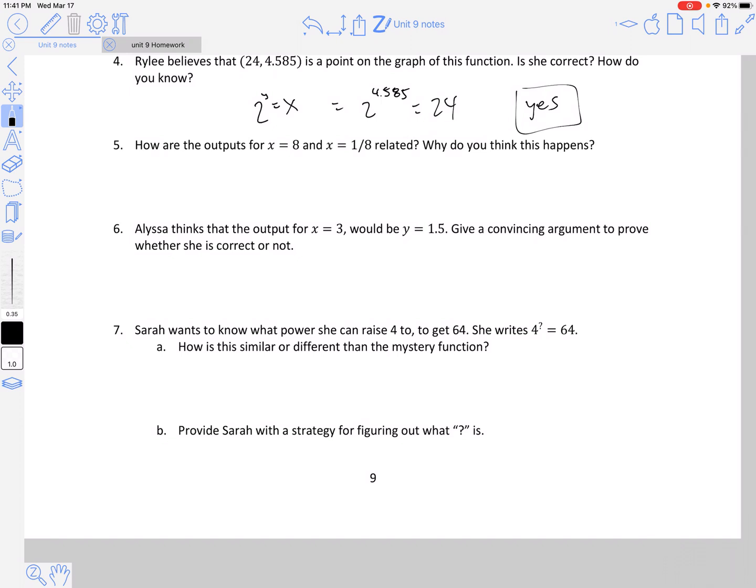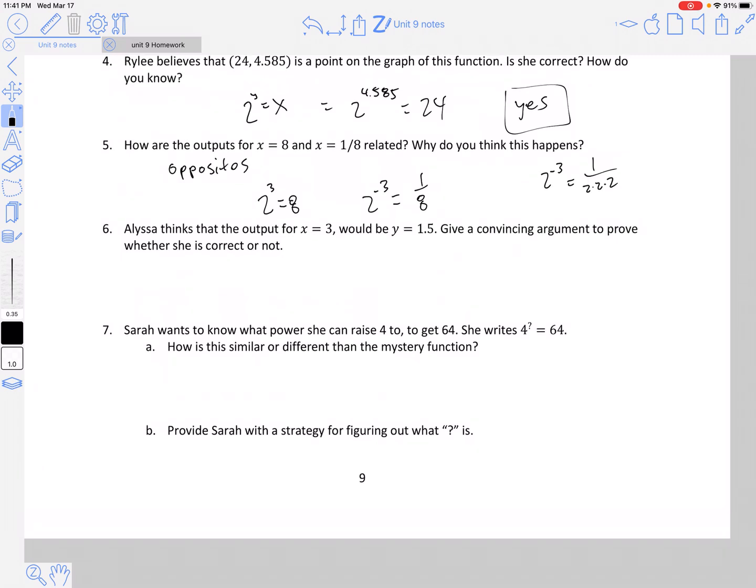All right, how are the outputs 8 and 1/8 related? Well, if you look back at your table on your paper, they're exact opposites, right? 2 to the third gives us 8, and 2 to the -3 equals 1/8. If you remember real quick, any negative exponent is actually telling you to multiply that many times, but in the denominator or numerator, depending on where the negative exponent begins. But in this case, it's moving it to the denominator. So, very similar, just kind of complete opposites there.